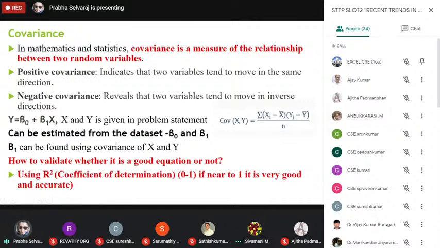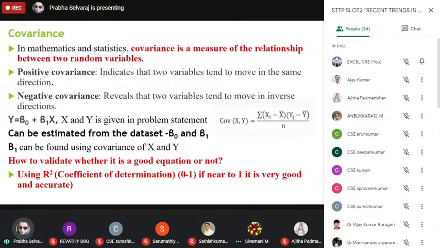Now, how to validate whether it is a good equation or not? I have predicted some model. Now I have to find out. My dependent variable is y and independent variable is x, and I know beta naught and beta 1. So, how to validate whether what I have designed is a good equation or not?